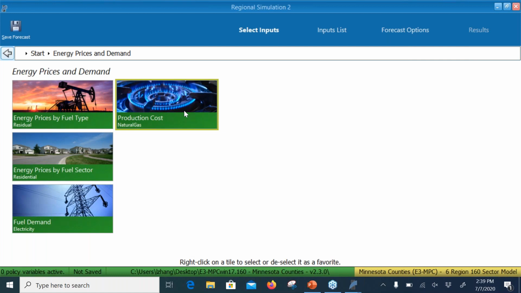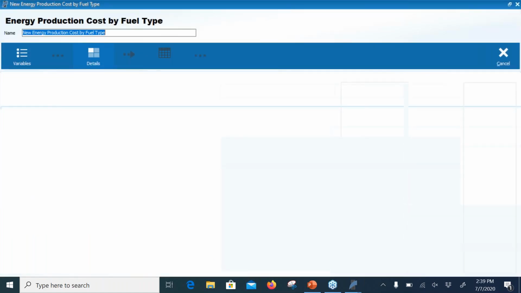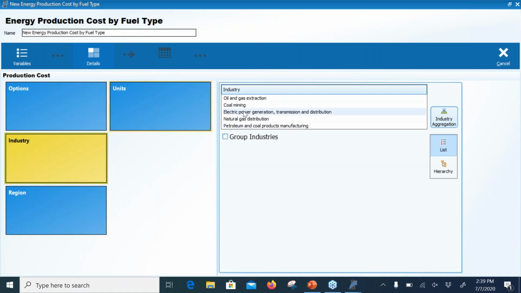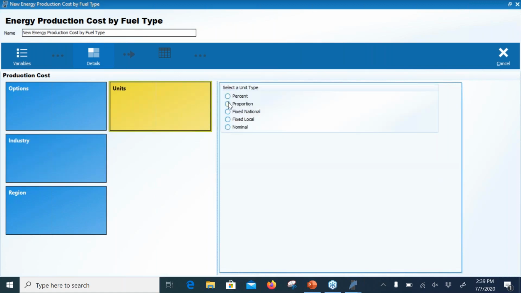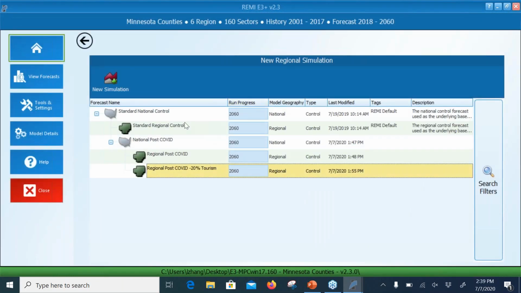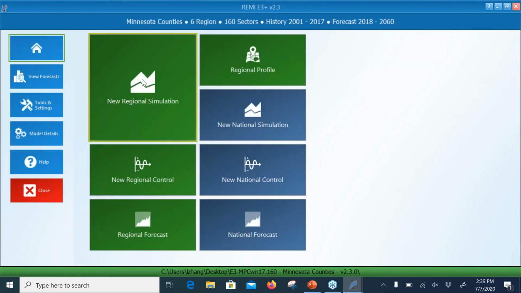And then finally, we can say if the policy change relates to how much it costs to actually produce this fuel. Again, we can do it by industry, and then how does the fuel cost change, by percent or proportion or some money amount. So you can do these types of policy analyses on energy prices and demand.